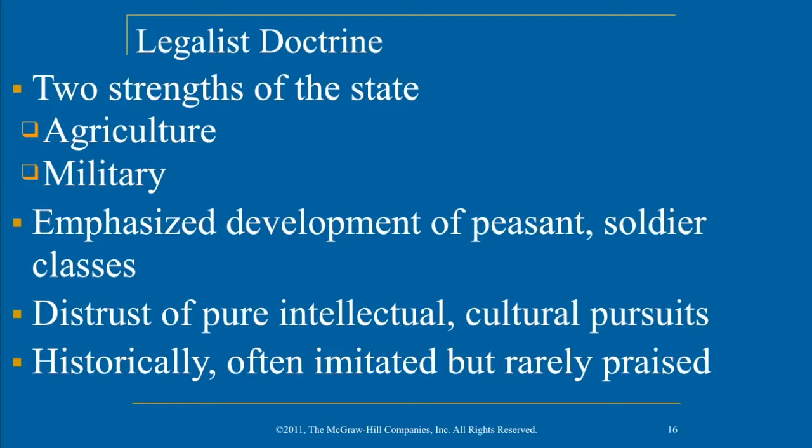The legalist doctrine focuses on a couple things: two strengths of the state, the agriculture and the military. We've talked about this in the past. Agriculture is huge and important to society because if you don't have any food, you don't have any people, and you don't have any society. People are going to go with their base instincts. Remember Maslow's hierarchy of needs: food, safety, shelter. And without food, that's going to kind of not make a society run really well.